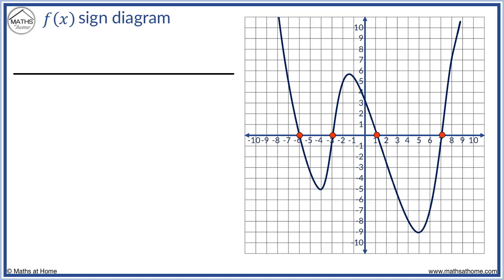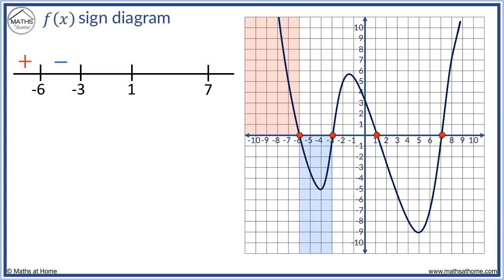We have -6, -3, 1, and 7. Before -6, we are above the axis, so we mark a positive sign here. Between -6 and -3, we are below the axis, so we mark a negative sign.